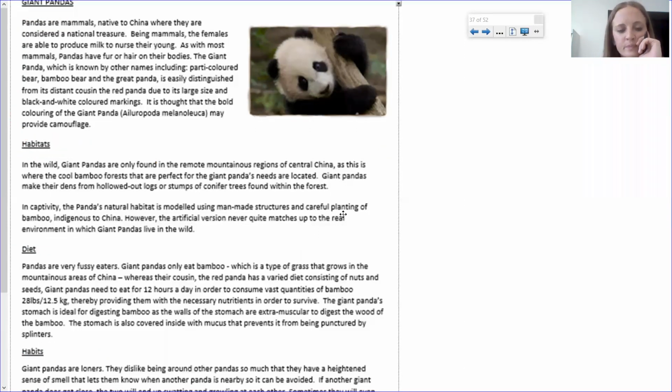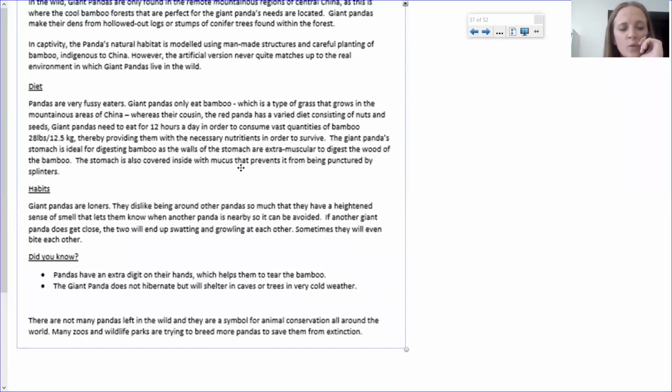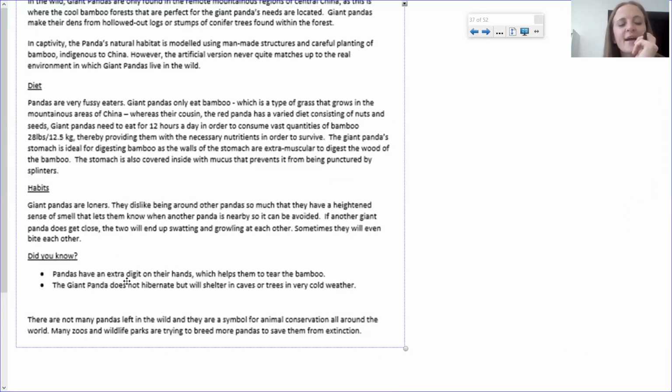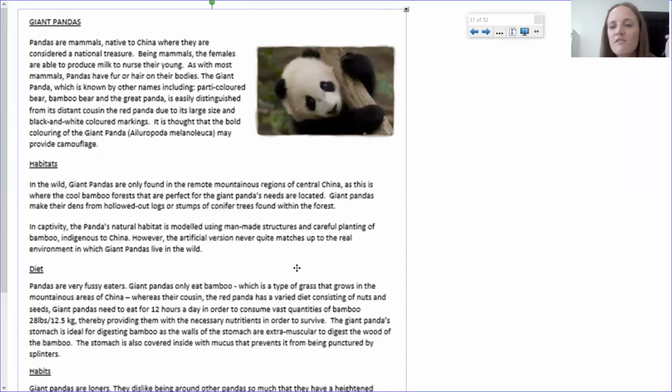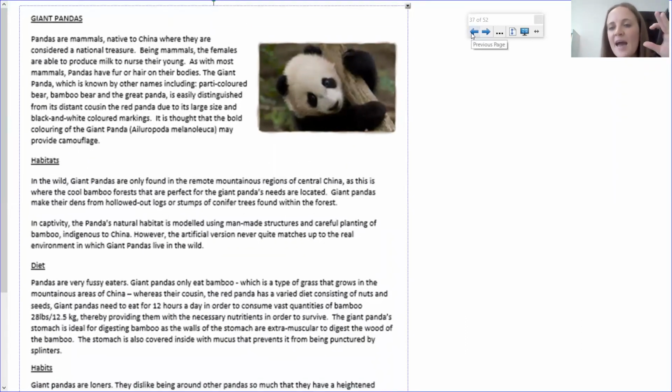We've also got a picture of the panda included into our non-chronological report. If I move it up a little bit, we've got a did you know box with 2 facts, and then we've got a final paragraph here, or closing sentence about the pandas and there not being many left in the wild. So you can see that they are often laid out differently, but they have very similar features in them. They've got the introductory paragraph, the closing paragraph, paragraphs, subheadings, drawings or diagrams or illustrations, and they tell you all about the thing that it is written about.